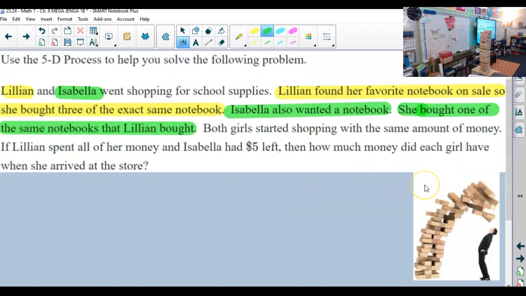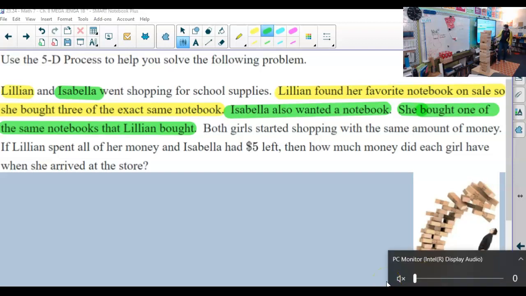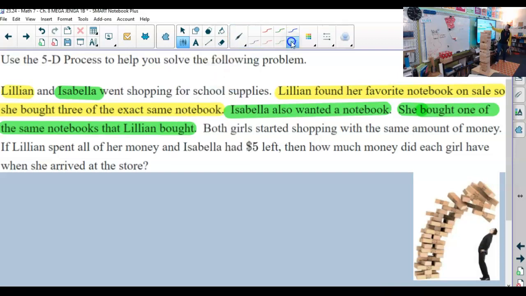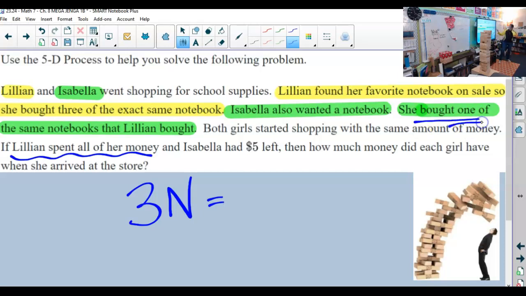All right, real quick. Tell me what you set up to start. Will you pop the thing up? All right, what did you start by setting up? So I saw Lillian had bought 3 of the exact same notebook, and $7.50 divided by 3 equals $2.50. And if Isabella had $2.50, then $7.50 minus Isabella's money equals $5, which is how much she has, and they both started out with equal money.